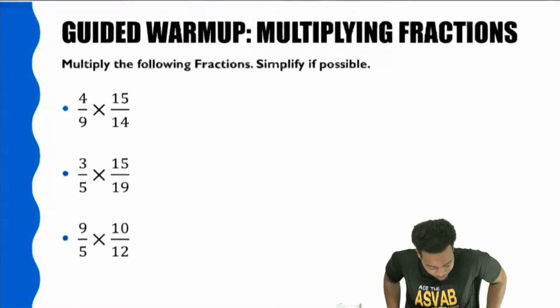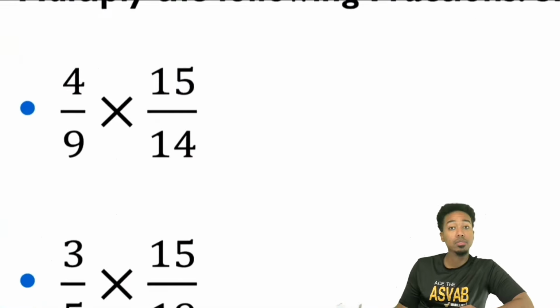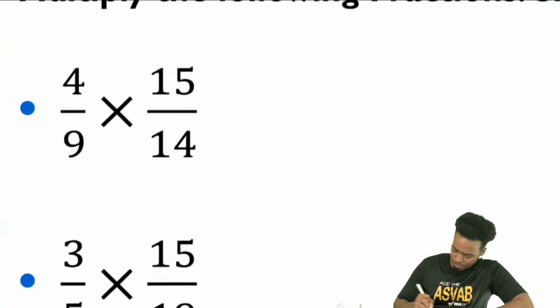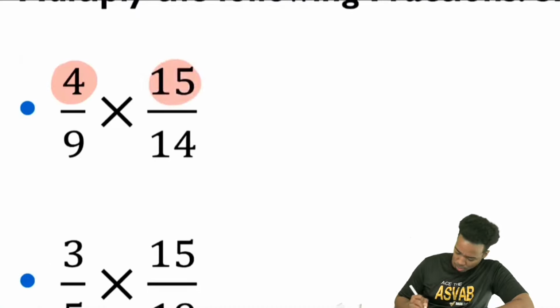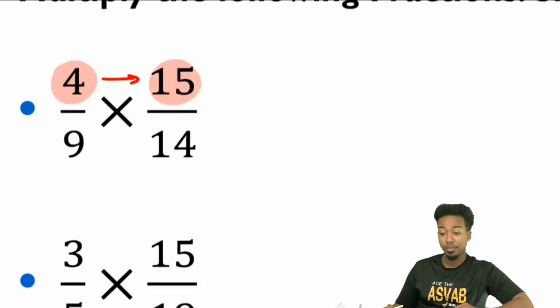So with number one, let's get into it here. When we're multiplying 4 over 9 times 15 over 14, what we're going to do is take the numerators and multiply those. Everyone, what's 4 times 15? Help me out. Oh, yeah, for sure we're going to have more practice on this. So, okay, that's going to be 60.